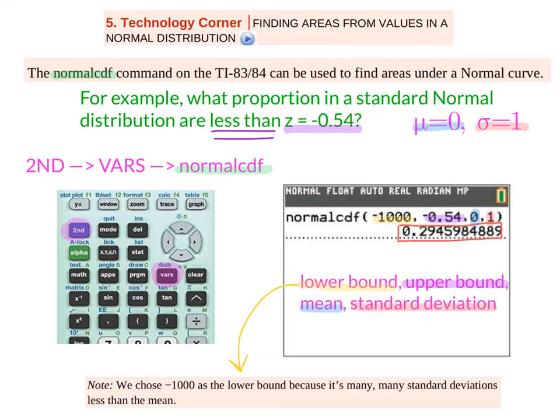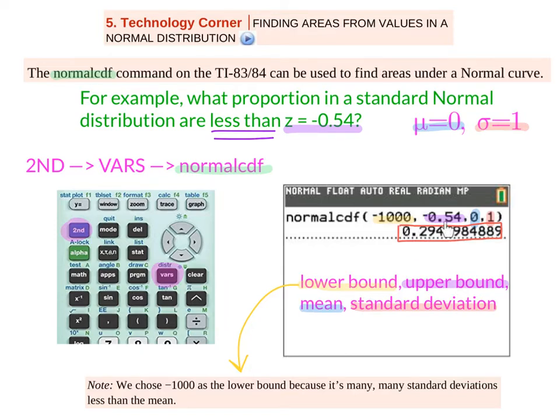So when you press that, you have to enter in 4 different values. So the first one is a lower bound. So we chose -1,000. That's not going to go to -1,000. You can't score a -1,000 on that test. Fortunately, I guess. And so you pick a really low bound, something that wouldn't even be on the graph.